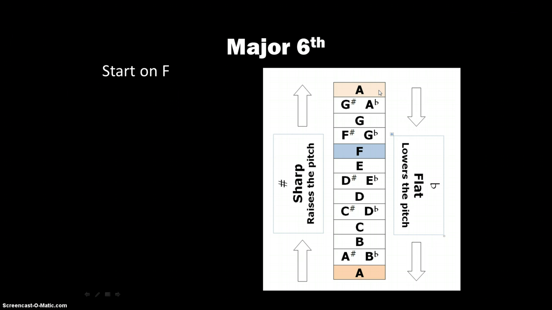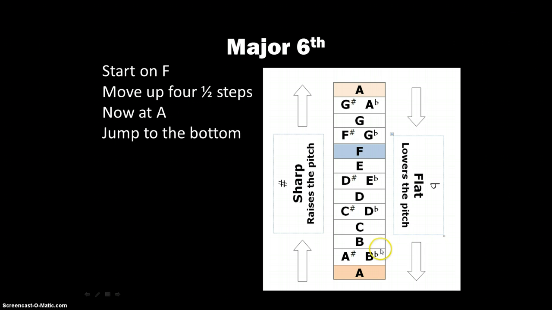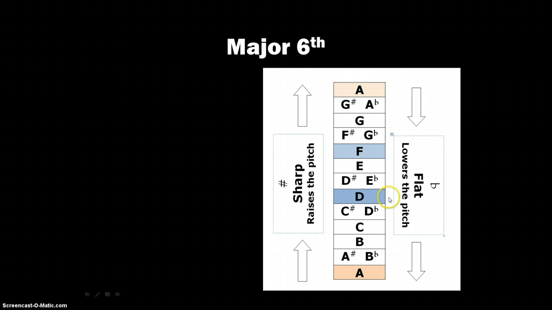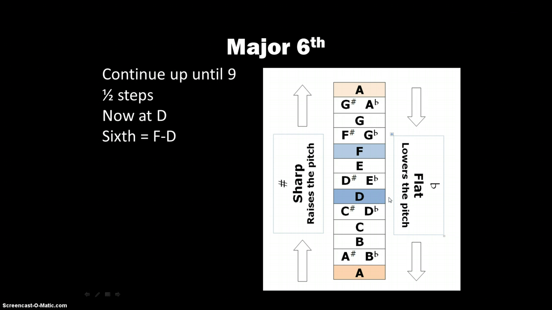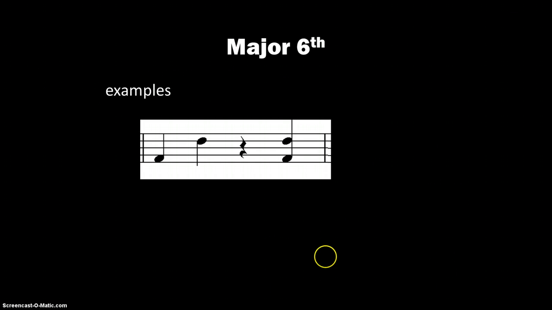That's our 4th note, right? So now we're just going to jump down to A, 4 again, 5, 6, 7, 8, 9. That's going to put us at D. So F to D natural is a major sixth. It looks like that on the staff, and here's what it sounds like. Same one down an octave.